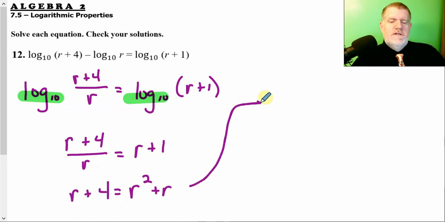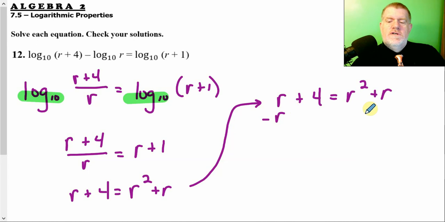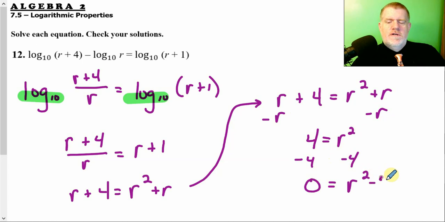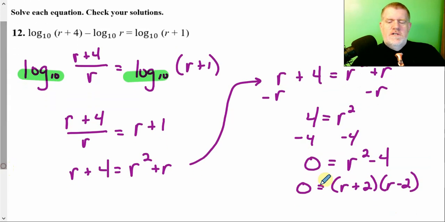All right, let's take this equation up here. It's a quadratic, I can tell, because it has a square. So I'm going to set it equal to 0. I'm going to subtract r from both sides. Now you could answer it from here. However, let's subtract 4 from both sides. So I want to get us into the factoring mode. R squared minus 4 equals 0. And if you factor that, it's r plus 2 times r minus 2. Scoot it down a smidge. Gives me the two potential answers of negative 2 and positive 2.